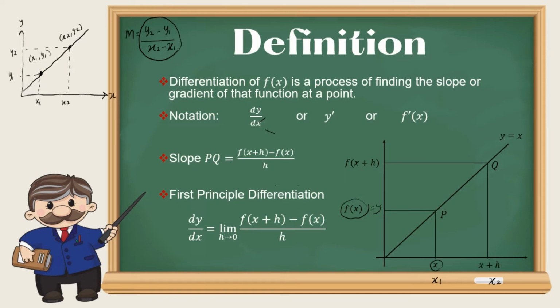For example, if you have your f(x) equal to 3x minus 2, how to find the value here? If your x is equal to 2, you substitute the value, right?